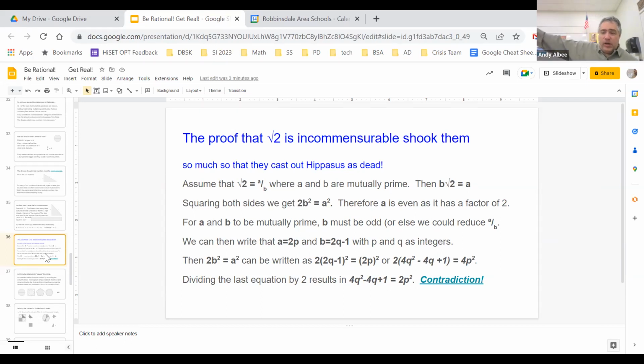He has to go away. We don't want him around here anymore. He broke our perfect number system. It doesn't work. But whether you like that it worked or not doesn't matter. They found the irrational numbers that can't be commensurate.